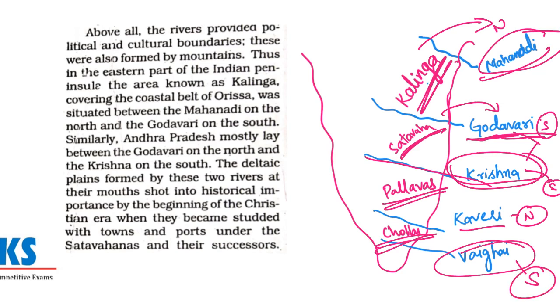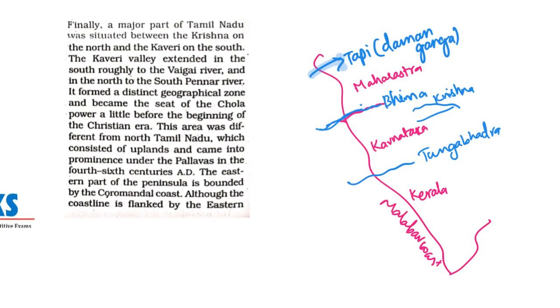So all this shows how the rivers were forming as a natural boundary to the different political as well as cultural traditions in India. But coming to the western part of the peninsula, we do not find such a clear distinction of regional units depending on the rivers, as we have seen in the eastern part. But yet we can try to approximately locate Maharashtra between the river called Tapi. The Tapi's old name is Daman Ganga. This can be a question, so kindly remember, right?